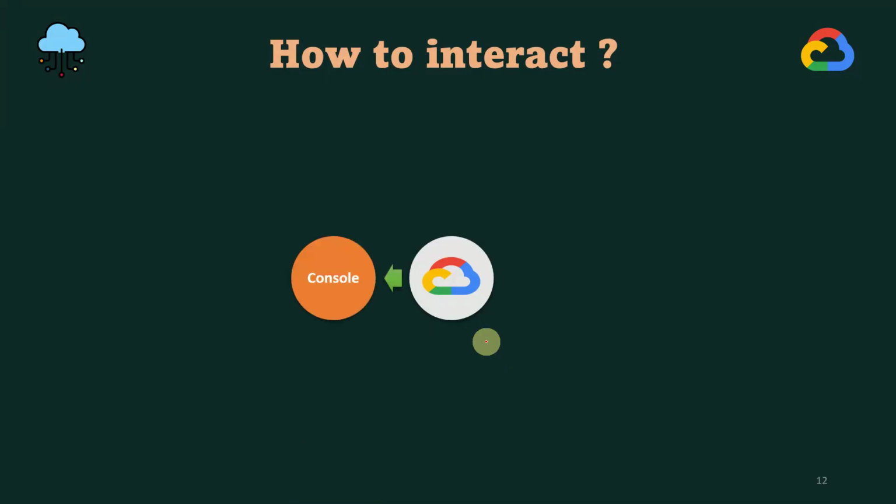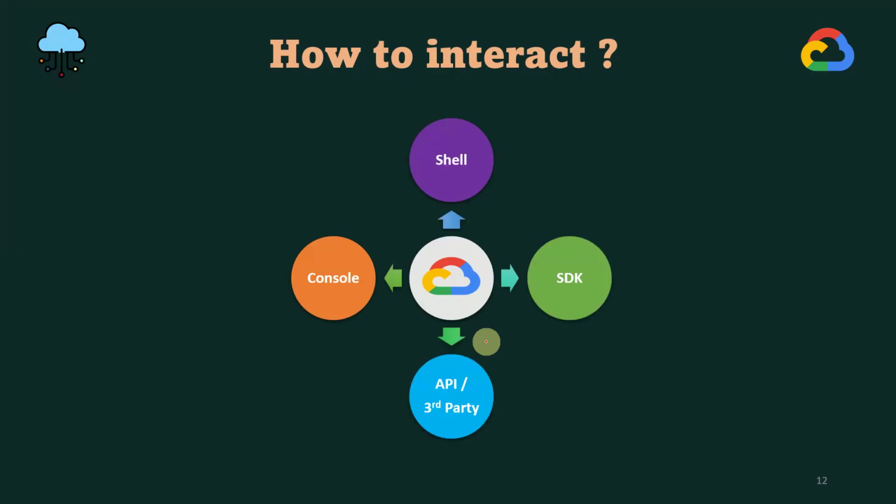The very first method to interact with the Google Cloud Platform is the console. The second one is Cloud Shell. The third one is Cloud SDK. And the fourth one is APIs and third-party tools. So these are the 4 methods to interact with the Google Cloud Platform.